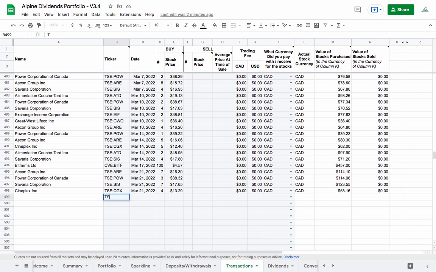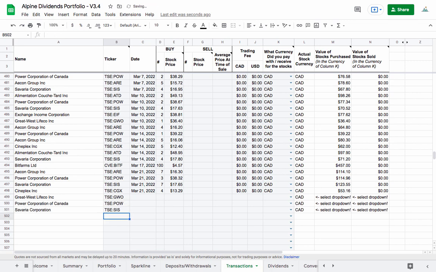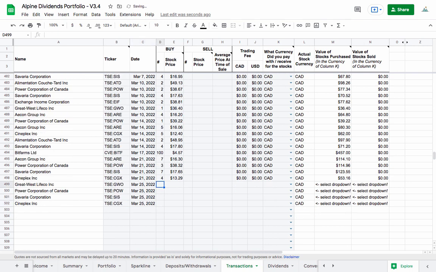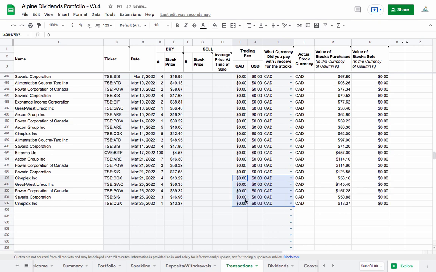So I had TSE GWO, TSE POW, TSE SIS, and TSE CGX. So these were the four that I bought today. It was March 25th, 2022. And I'll just drop in the quantity and unit price that we saw in Wealthsimple. And once all that's in, I can just put in the trading fees and the currency, but because these are all using Wealthsimple Trade and the Canadian stocks, there's going to be no trading fees and prices in Canadian dollars.